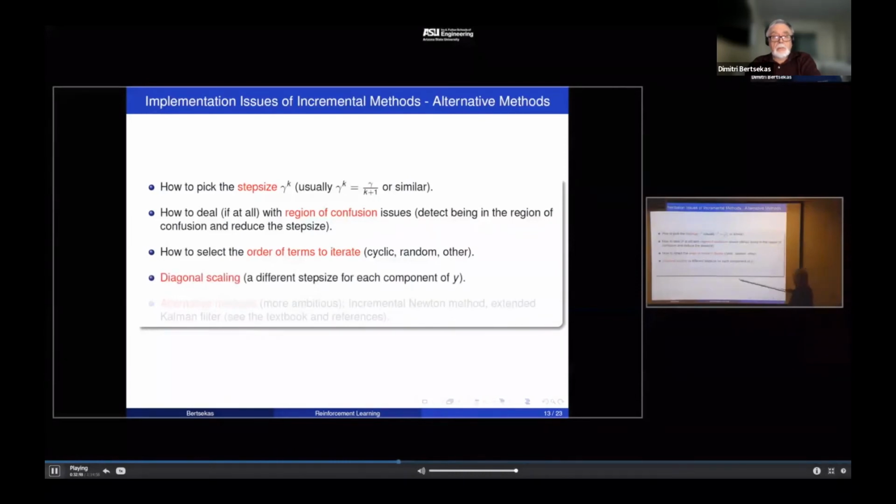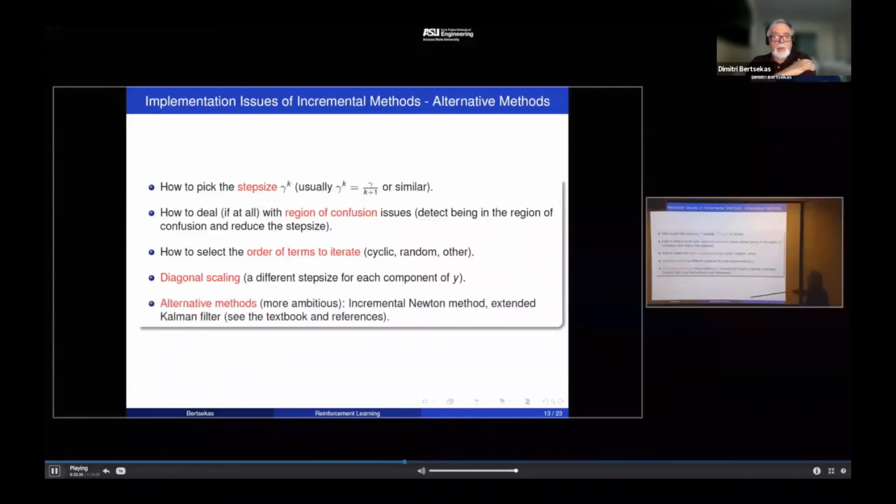Diagonal scaling. We have a single step size for all components of y, by which we move y according to the gradient, the incremental gradient. We may use a different step size for each component. This would amount to multiplying the incremental gradient with a diagonal matrix, where along the diagonal we have the different step sizes. There are good ways to do diagonal scaling, and some of the software does that automatically.